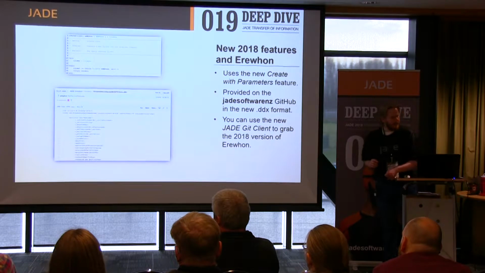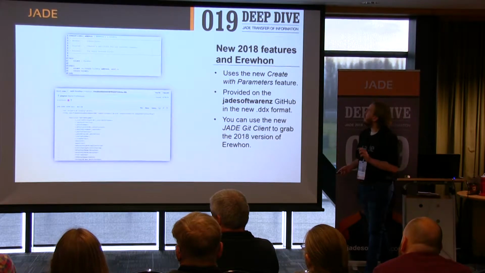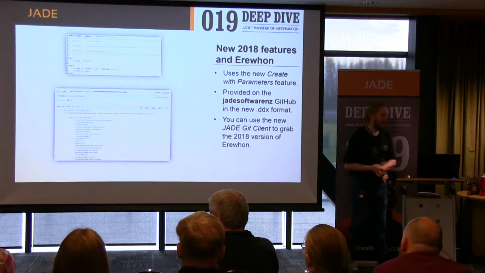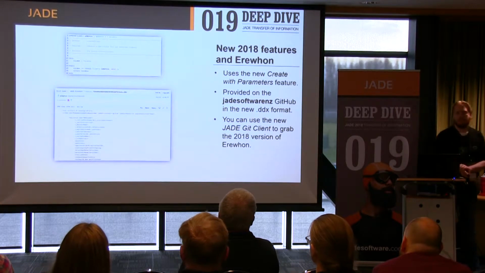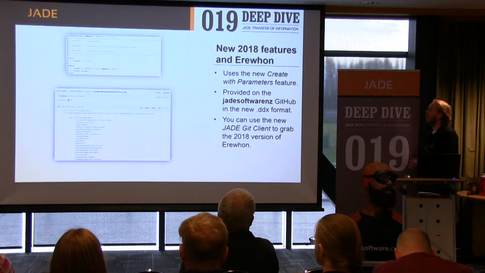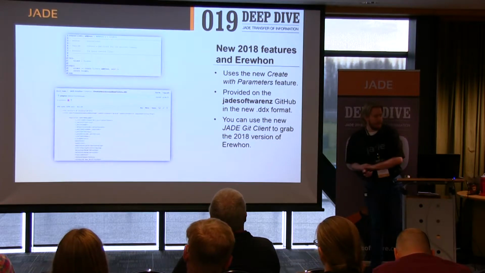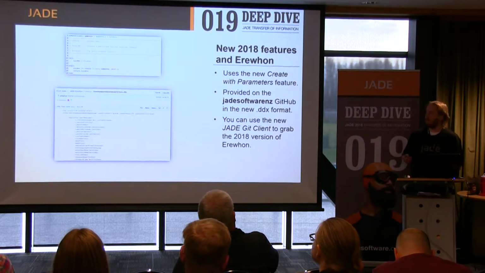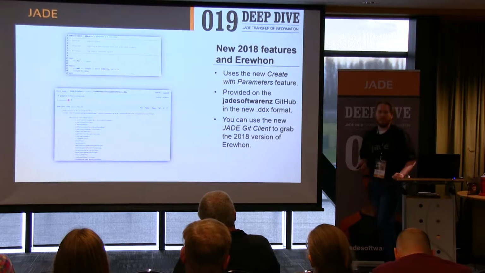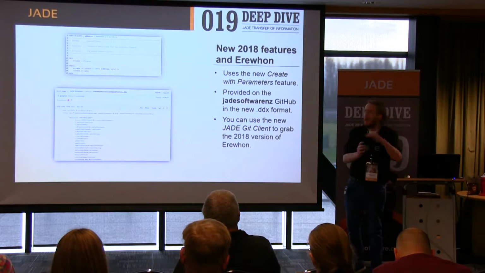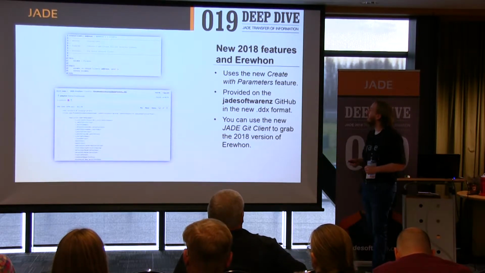Next thing along is the new features. Now, in terms of 2018 features in Euroone, there's not actually heaps of them. The main one is that we use create with parameters. So all of the creates now use create with parameters. But I've got some extras just to pad things out a bit. I hope you'll forgive me for that.